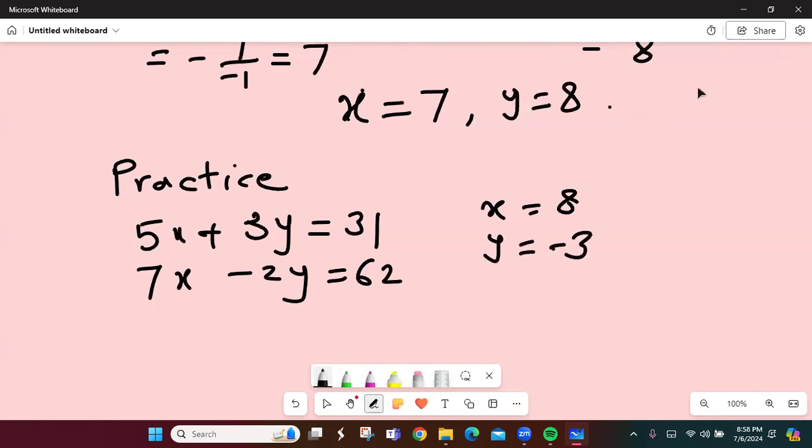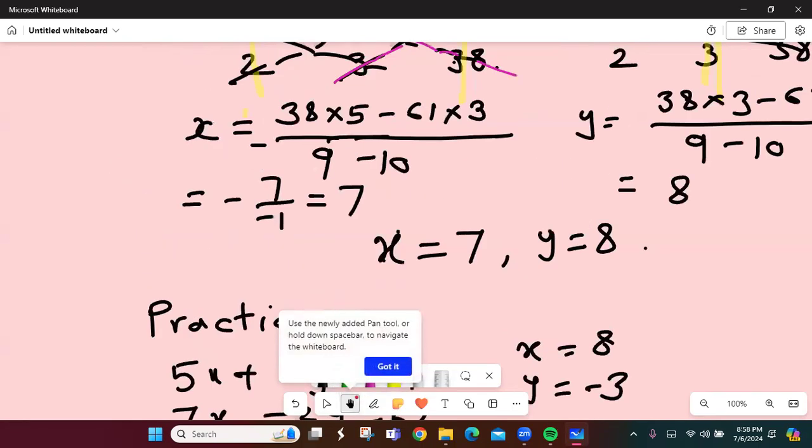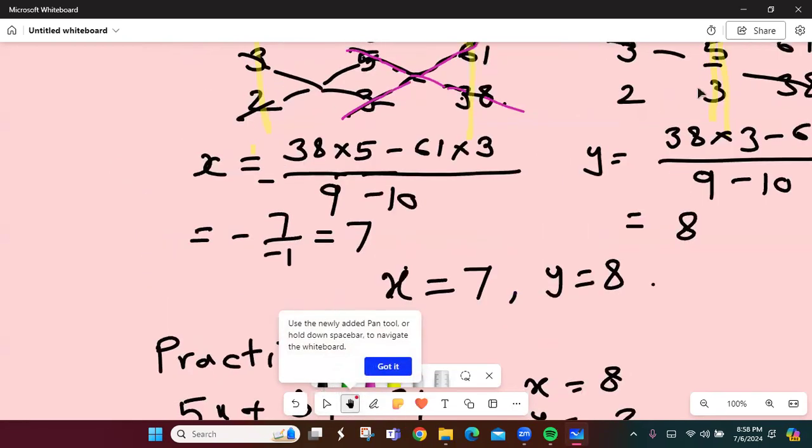Only the thing here, you have to be careful of the sign. So when you are finding the x value, you have to change the sign. For y, the sign will remain the same. Otherwise, this method is very easy. Without any sign confusions, you can do this very easily. So just try these sums.